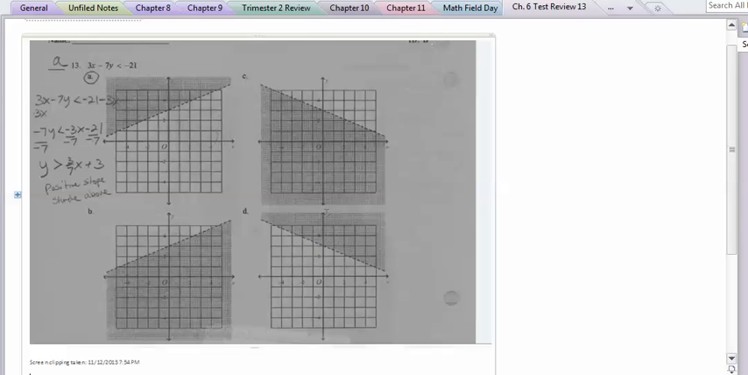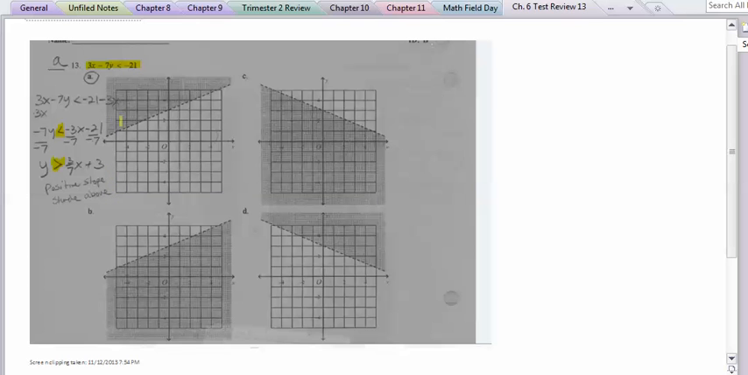Alright, number 13, same idea. We've got our inequality here. Put it in slope-intercept form. That's the work I'm doing here. Okay, I divided and multiplied by a negative number. So what did I do with this sign? I flipped it. Okay, so make note of that.